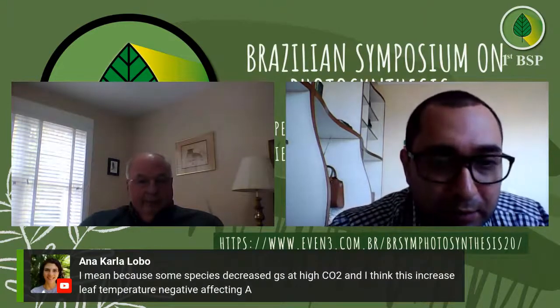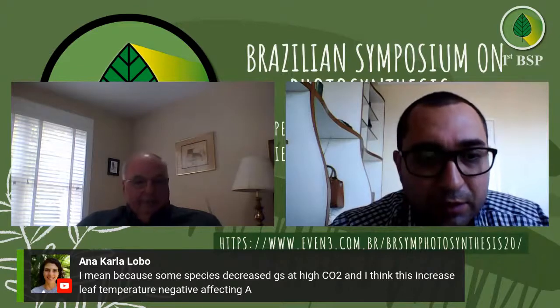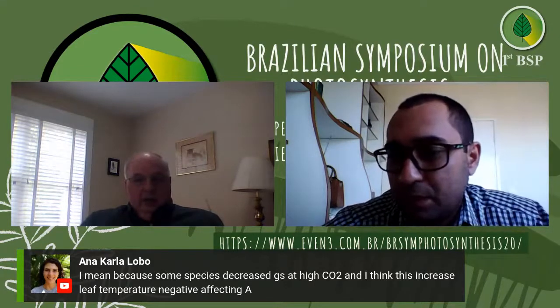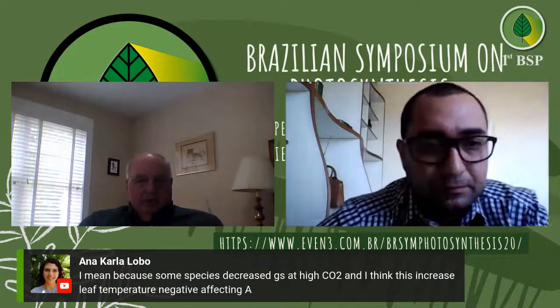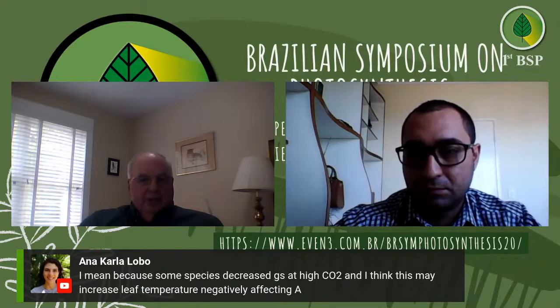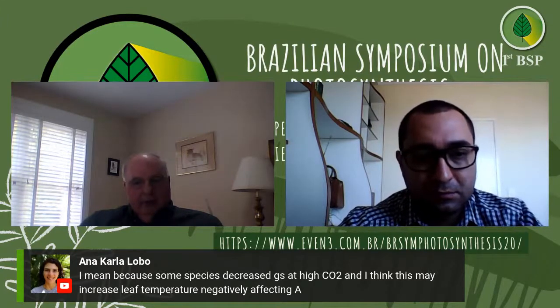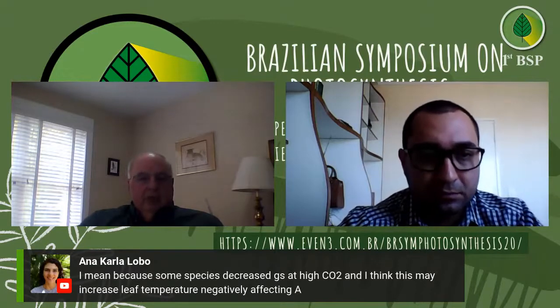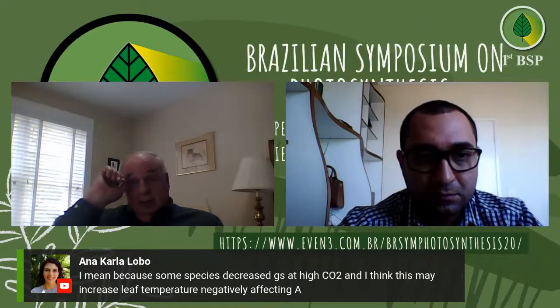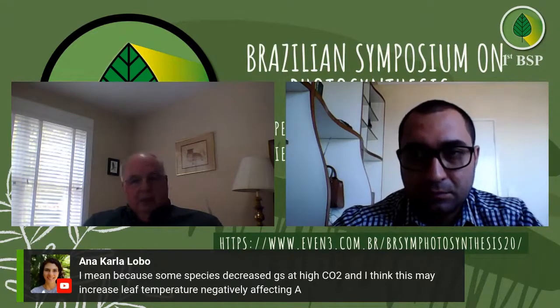Yes, in fact, Ana Carla has completed the question here. Because some species decreased gs at high CO2, I think this increased the negative effect of leaf temperature. Yes. What I found in the C3s that I looked at, when they were exposed to high temperatures at that range, I did not find CO2 effects on stomatal conductance. That difference that you normally see tends to disappear when you get up to temperatures that are high enough to stress photosynthesis. So in that case, the high temperature treatment essentially wiped out CO2 effects on stomatal conductance in these experiments.